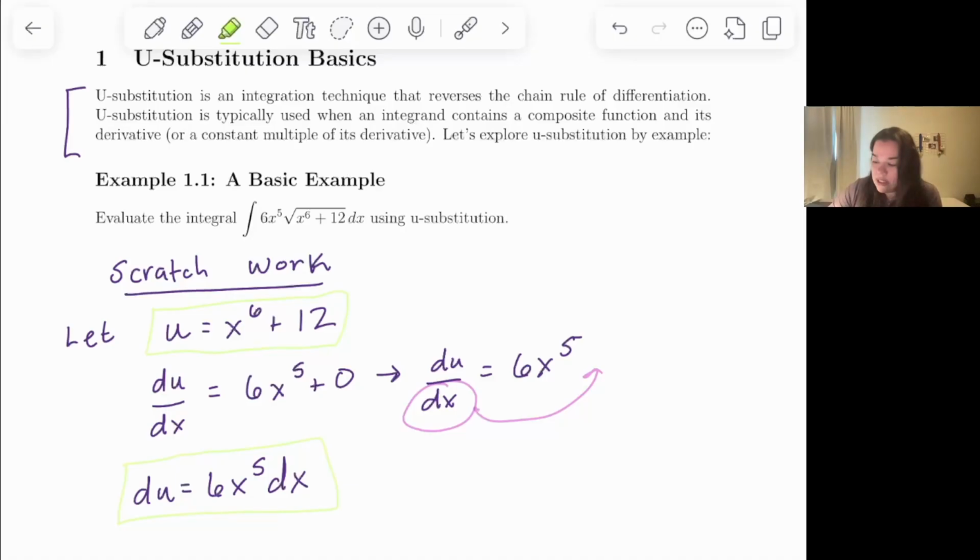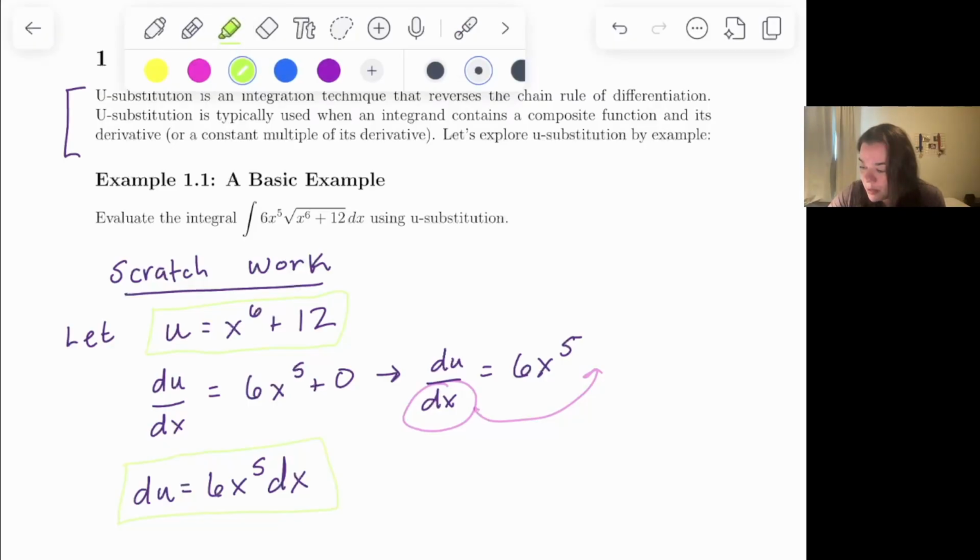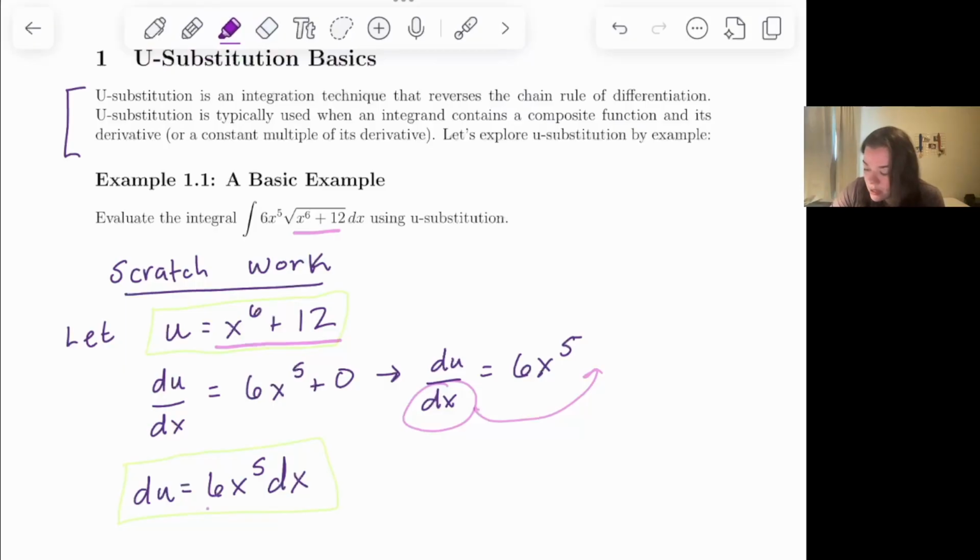So that's kind of the main elements we need to proceed with u-substitution. Now, our goal is to look back at the original equation. Do we see how we can substitute out all of the x's in the original integrand and replace them with u's? Sure enough, I'm going to see the following. x to the 6 plus 12 is going to be replaced by u. And then if I look a little deeper, I notice 6x to the fifth dx. So 6x to the fifth dx is going to be replaced by du.